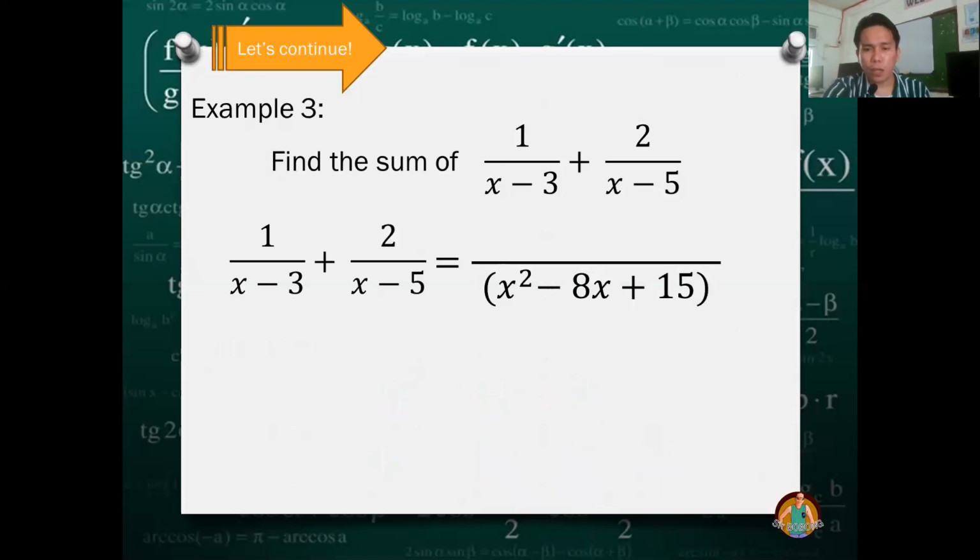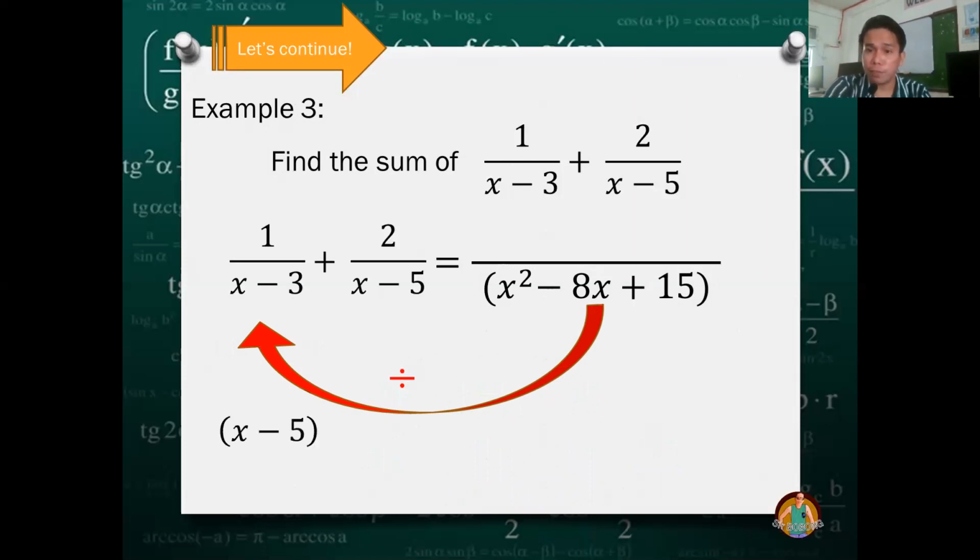Since meron na tayong common denominator, we can now do the process. Okay? So, paano yan? Divide natin. X squared minus 8x plus 15 divided by x minus 3 will give us x minus 5. Tama? So, we divide. Next, x minus 5 times 1. Okay? X minus 5 times 1 will give us x minus 5.